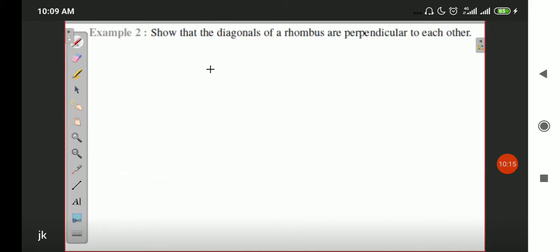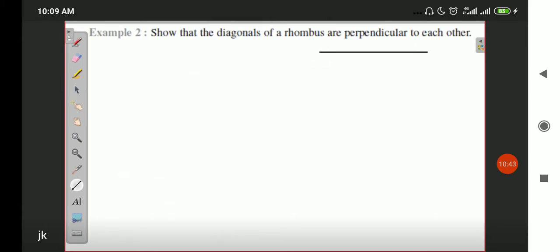Next is example number 2. Example number 2 is: show that the diagonals of a rhombus are perpendicular to each other. Once again, we have learned that diagonals of a rhombus are perpendicular to each other when we discussed the rhombus. But once again, we have to prove this property.